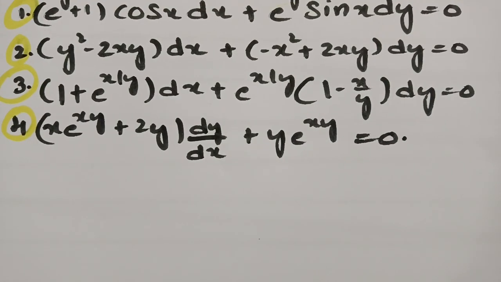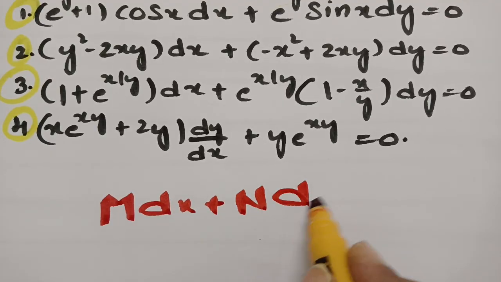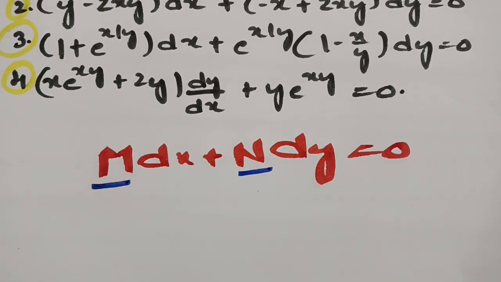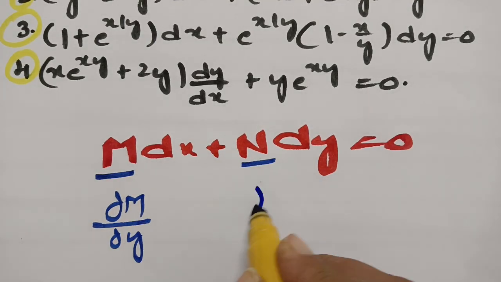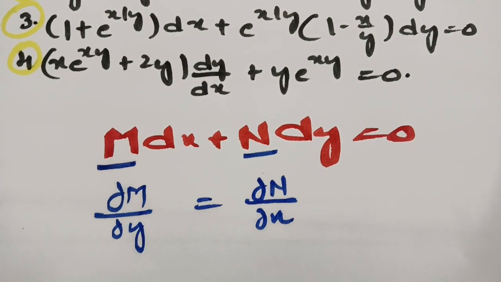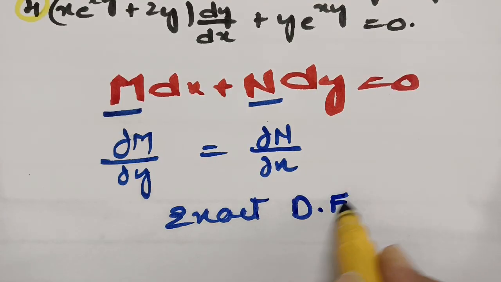When an equation is of the form M dx plus N dy is equal to 0, see how we have to identify that it is an exact differential equation. Here is a small test. We have to select M and N, and take derivatives: ∂M/∂y, M with respect to y, and N with respect to x. Clear? If both values are the same, if ∂M/∂y is equal to ∂N/∂x, then we say that the given equation is an exact differential equation.